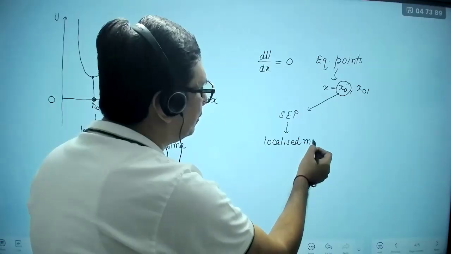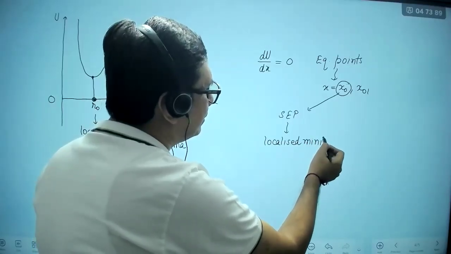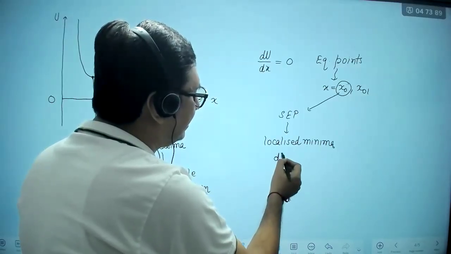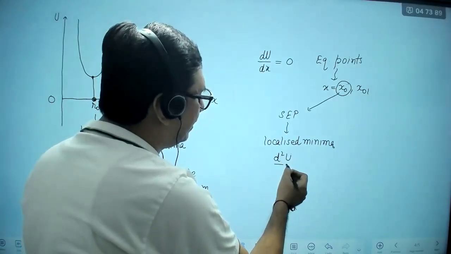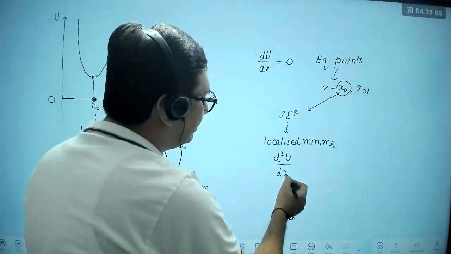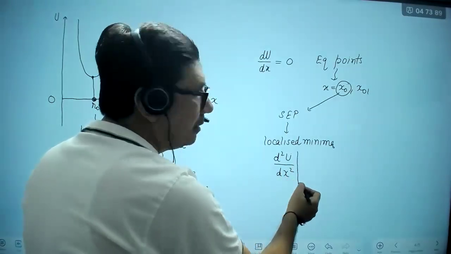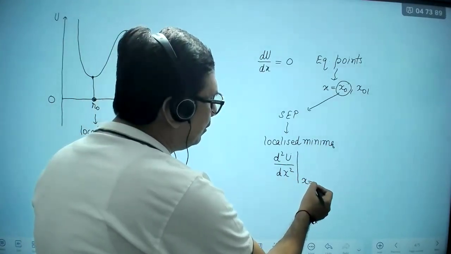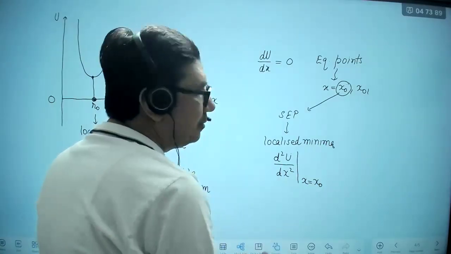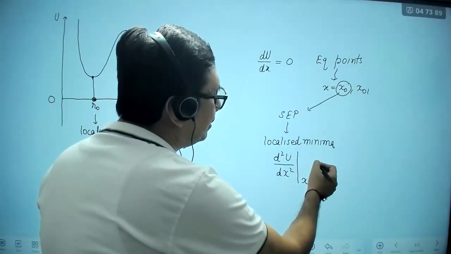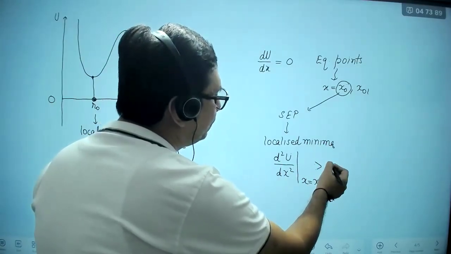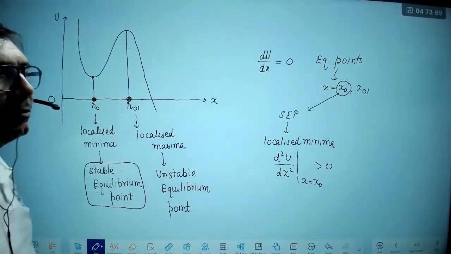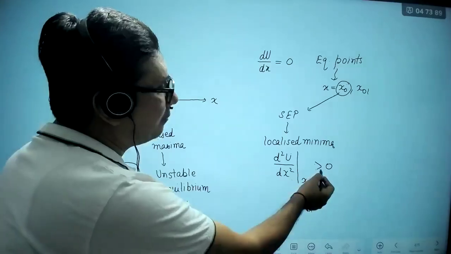So what will be the condition of this localized minima? That will be the second derivative, d square u by dx square, at x equal to x naught. How much will this be? This will be greater than 0. So the second derivative of u with respect to x will be positive.